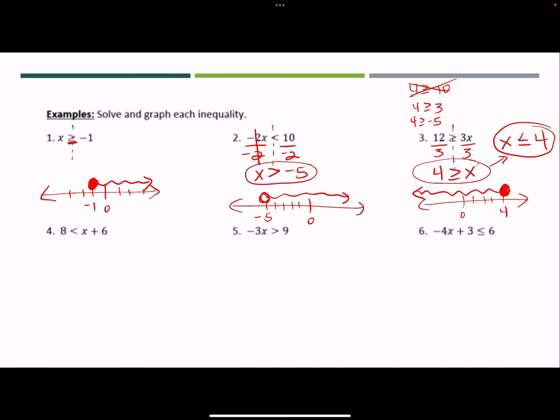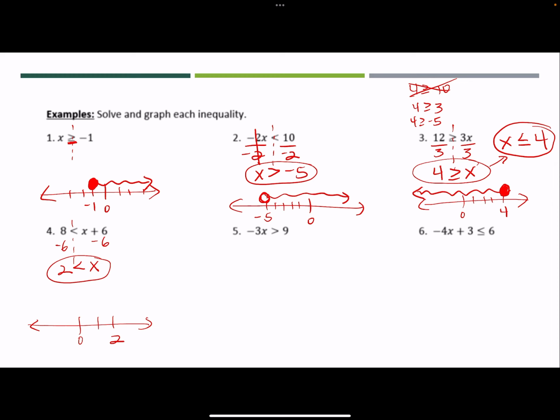So number 4, here's my inequality. I have x plus 6. So I need to get the x by itself. Inverse operations, I subtract 6. 8 minus 6, 2 is less than x. So I can circle it and graph it from here if I'm okay. So here's 0, 1, 2. If I'm okay with graphing when the variable's on the right.